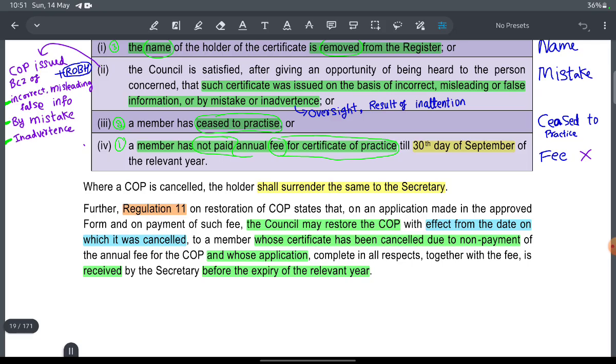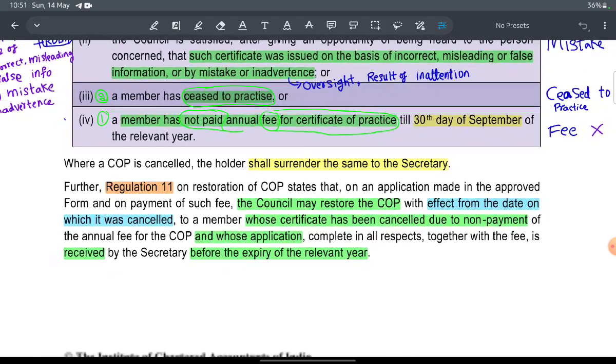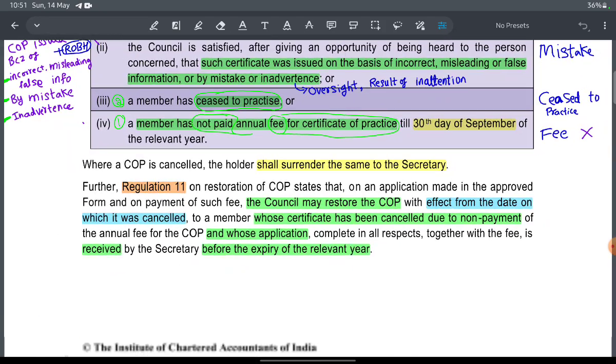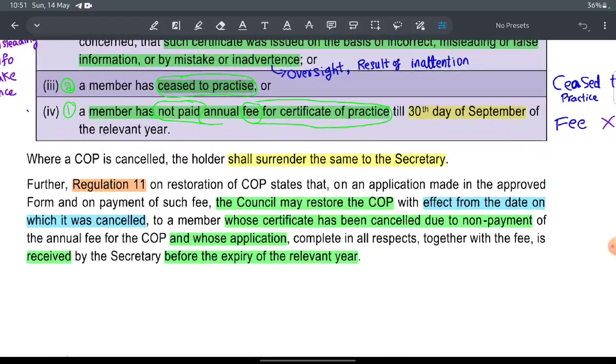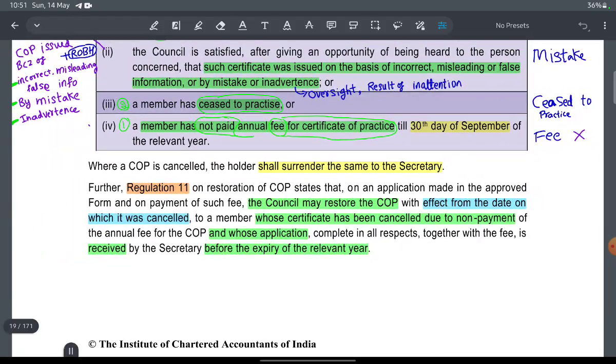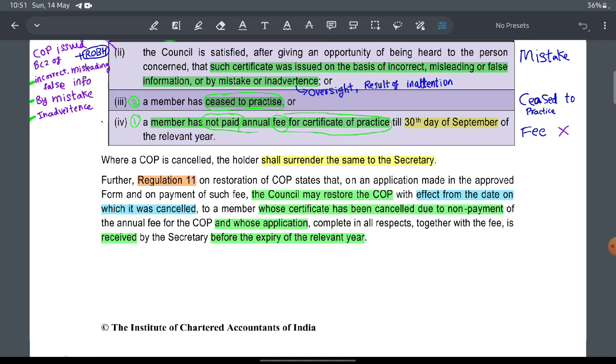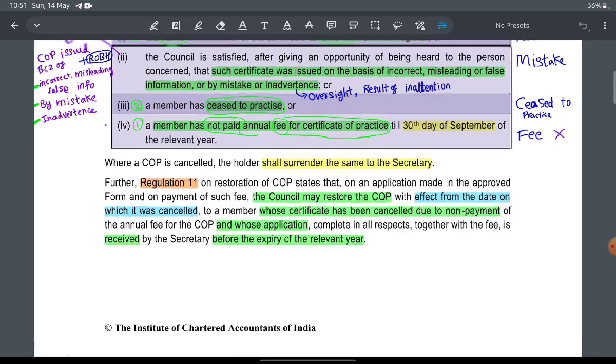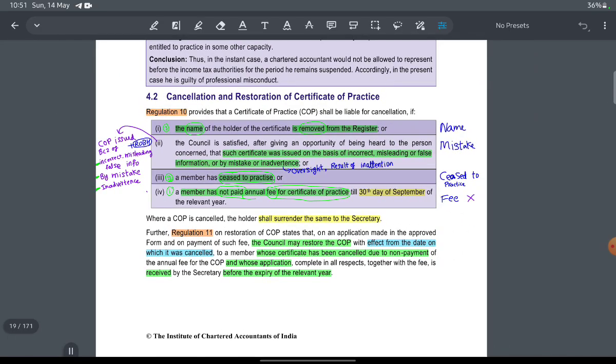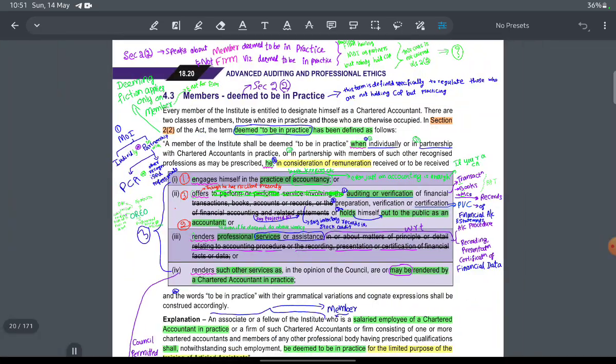Regulation 7 talks about restoration. Council may restore COP with effect from the date on which it was cancelled, whose certificate has been cancelled due to non-payment of annual fee, and on whose application the restoration is happening. Such application is received before the expiry of the relevant year.